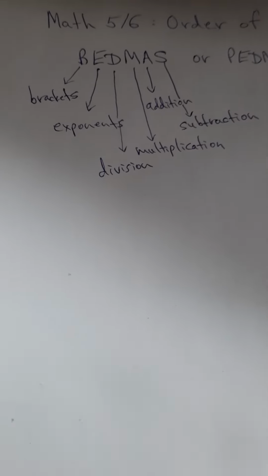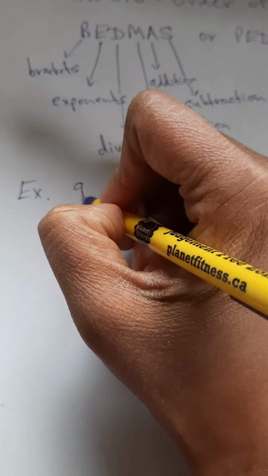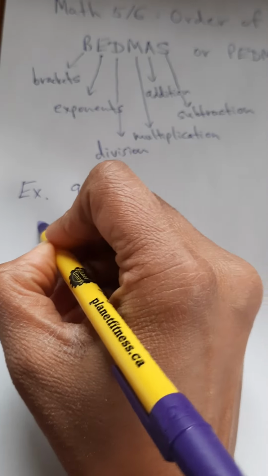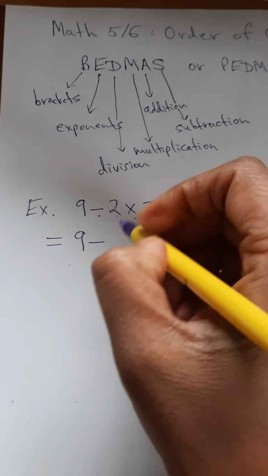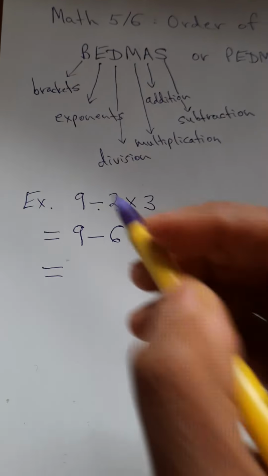So we're going to try just some very simple equations or expressions here. Say I have 9 minus 2 times 3. Now if I look at this expression here, I see I have a subtraction sign and a multiplication sign. If you look at the top at BEDMAS, I notice that I have to multiply before I can subtract. So I'm going to put the equal sign here, and it's going to be 9 minus, and we're doing 2 times 3, which is 6. And our answer here is going to be 9 minus 6, which is equal to 3. Does everyone see that?